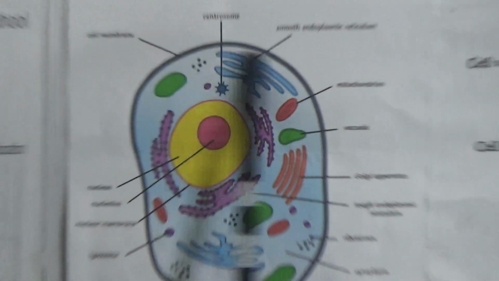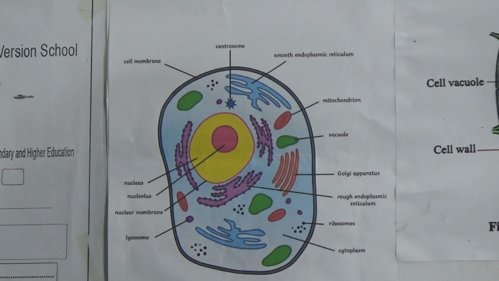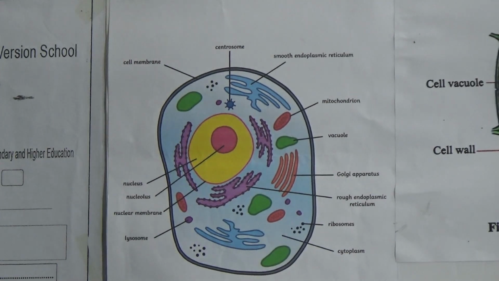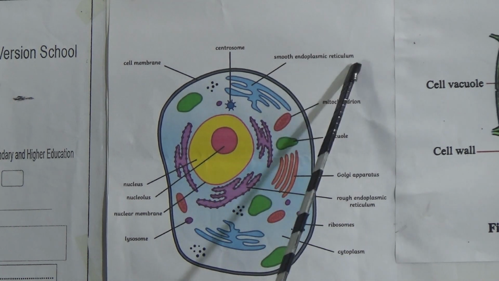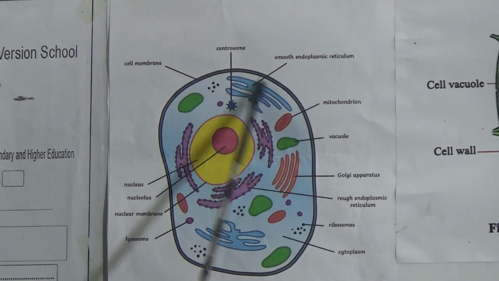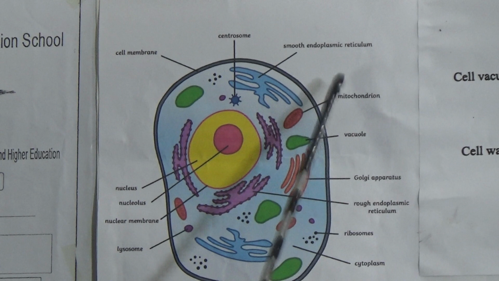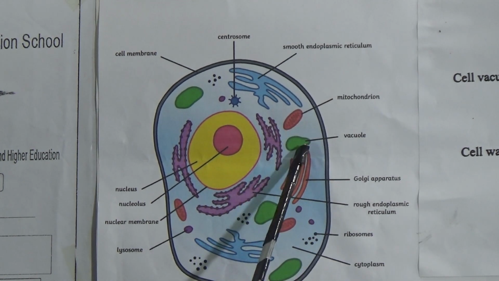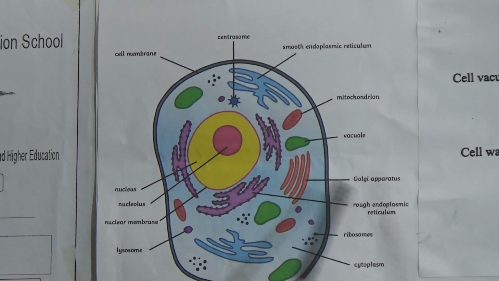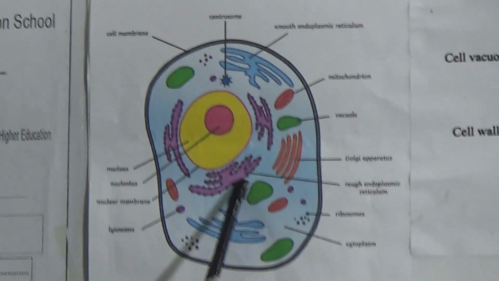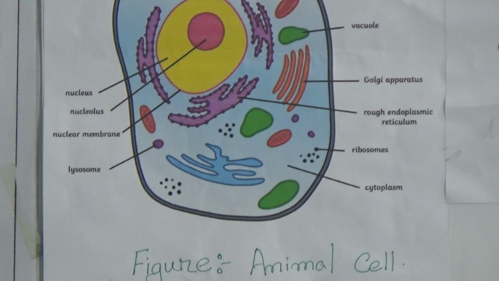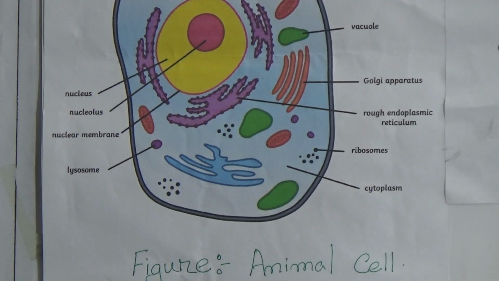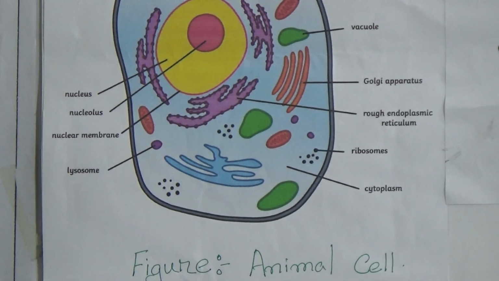Now I draw an animal cell. At first I draw the animal cell. This is an animal cell, and what are the organelles in the animal cell? The organelles inside the animal cell are centrosome. Centrosome is very small. Smooth endoplasmic reticulum, this is a smooth endoplasmic reticulum. Mitochondria, vacuole, Golgi apparatus, rough endoplasmic reticulum, ribosome, cytoplasm. That means inside the cell, the jelly-like thing is called cytoplasm.